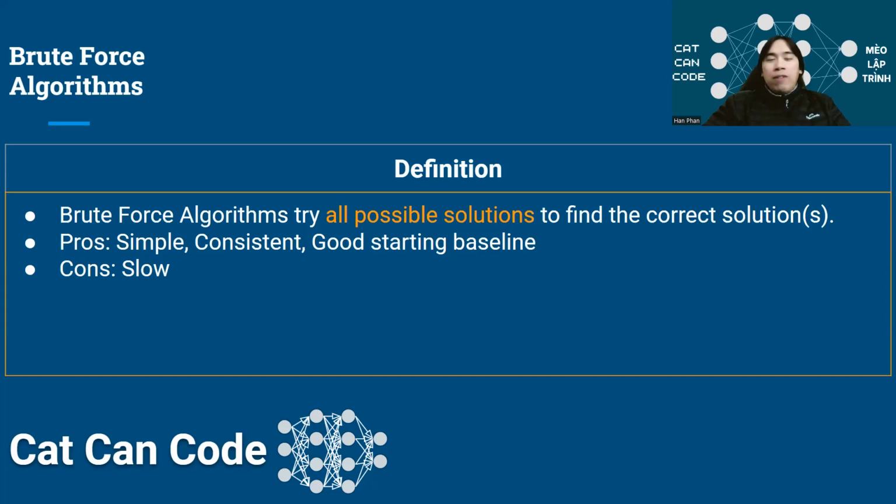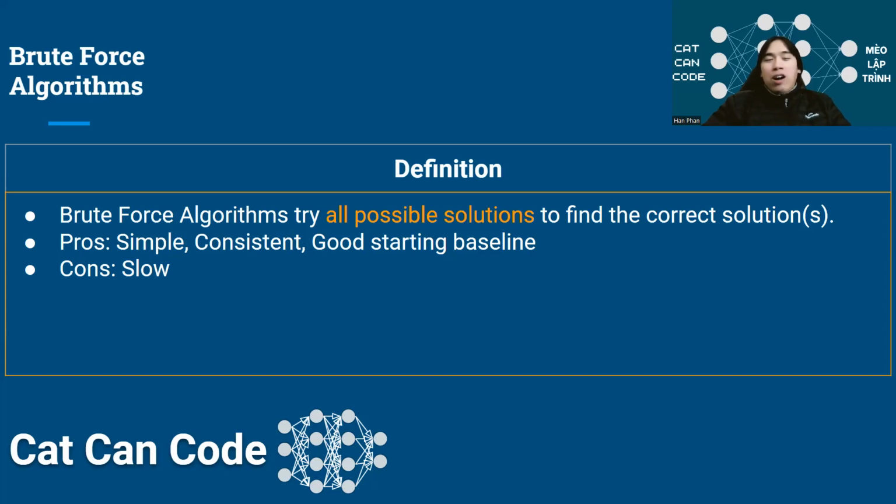So the pros of brute force algorithms: they are simple, very straightforward to implement, and consistent. It can always find the solution because it's going to go through all the possible solutions to find the correct one. It is also a good starting baseline for any sort of comparison with better algorithms.